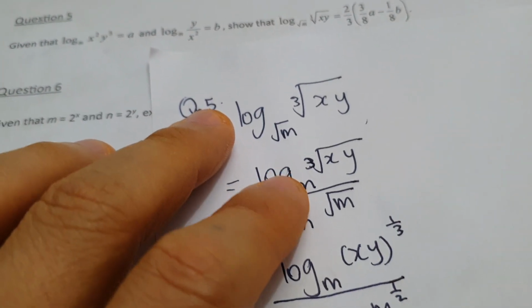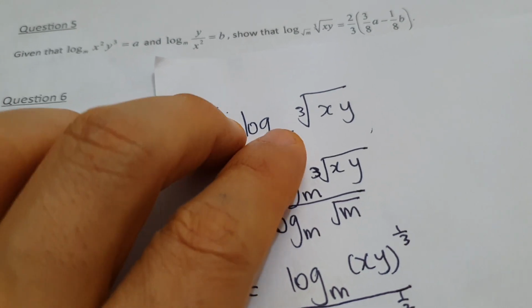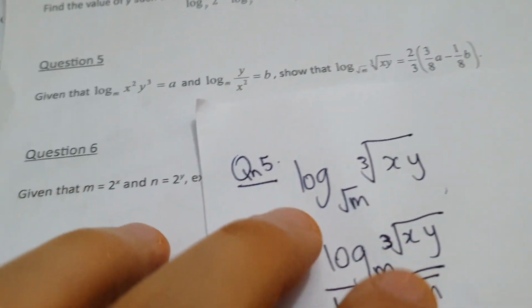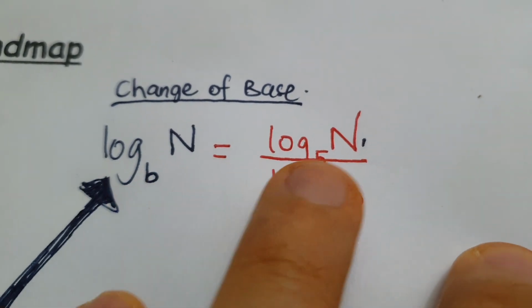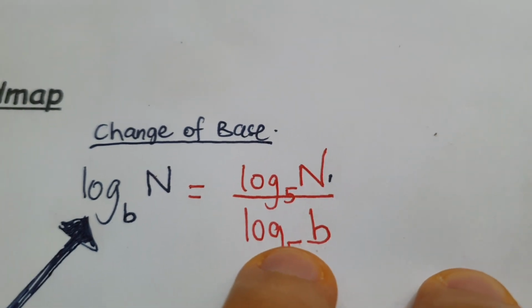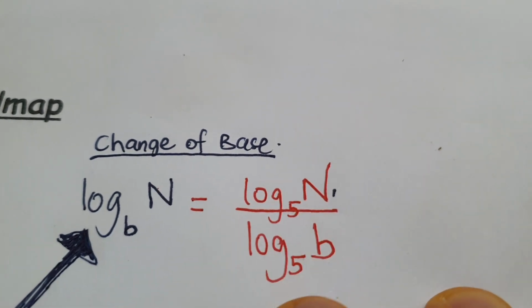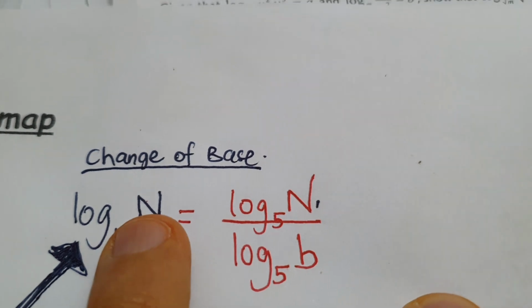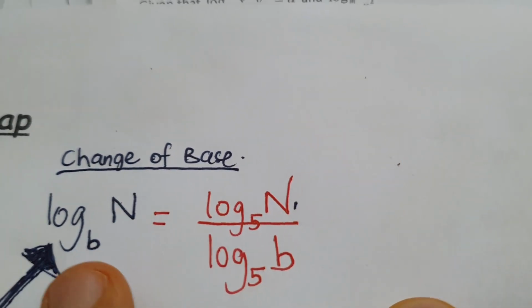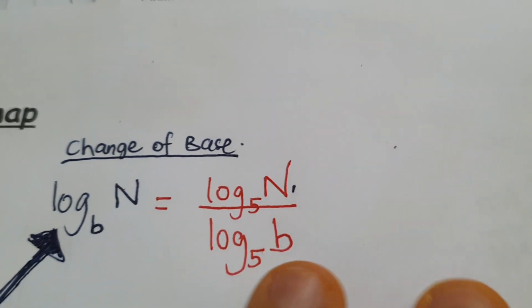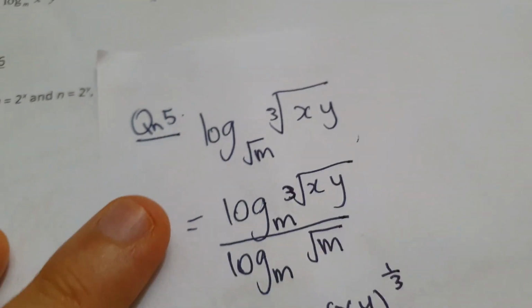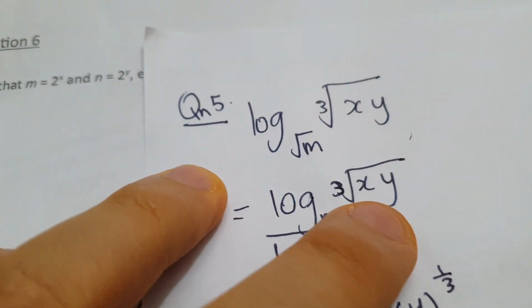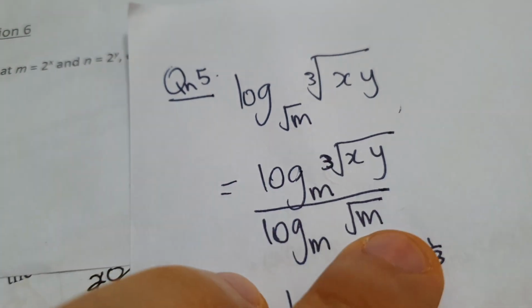Okay, so I change it to log m, and the change of base, which you just learned in the video just now, I hope you have watched the video, is I change it to whatever base I want. Okay, it becomes a fraction, and the two bases are of the same value. Then what is here, I write on top. What is at the bottom, I write below. That's it. This is a very simple change of base thing. What's on top, I write on top. What's at the bottom, I write at the bottom.